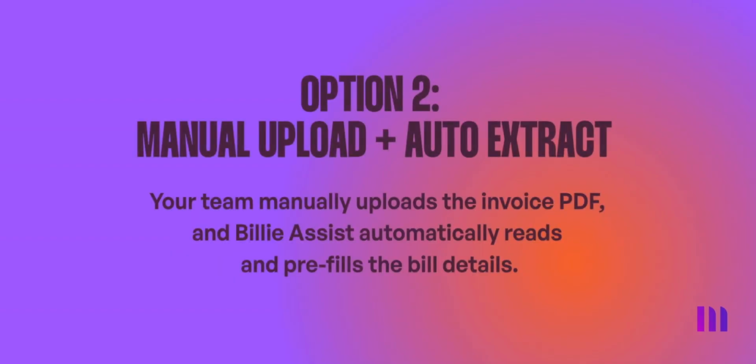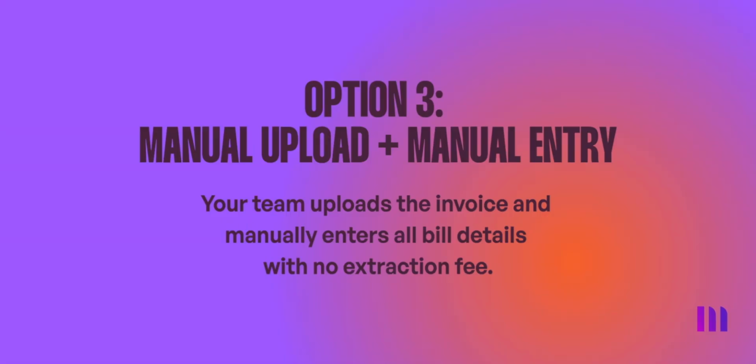The second option is the manual upload and auto extract. Your team manually uploads the invoice as a PDF and then Billie Assist automatically reads and pre-fills the bill details. The third option is the manual upload and manual entry. Your team uploads the invoices and manually enters all the bills, and there are no extraction fees.